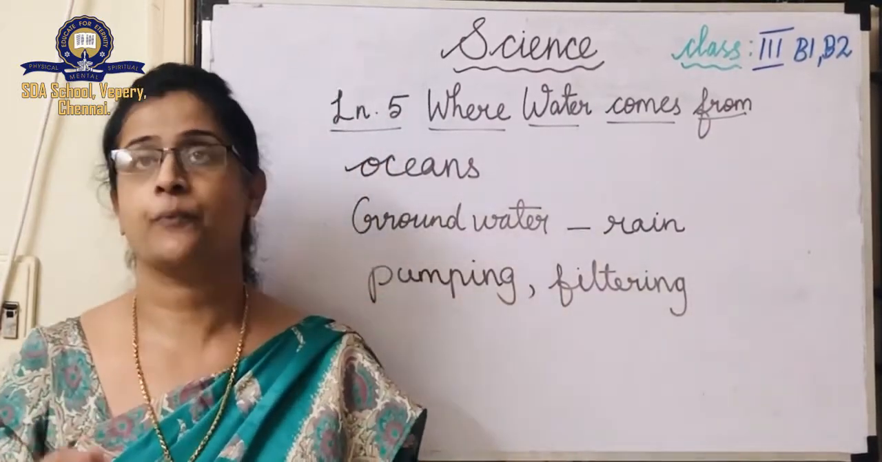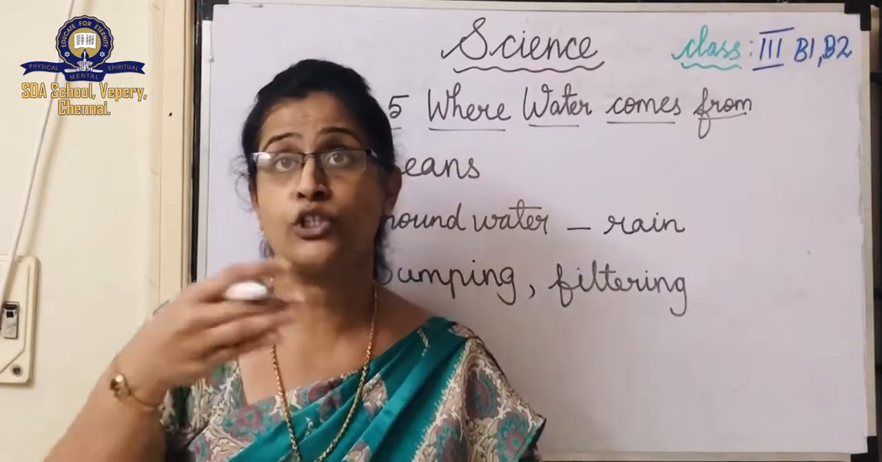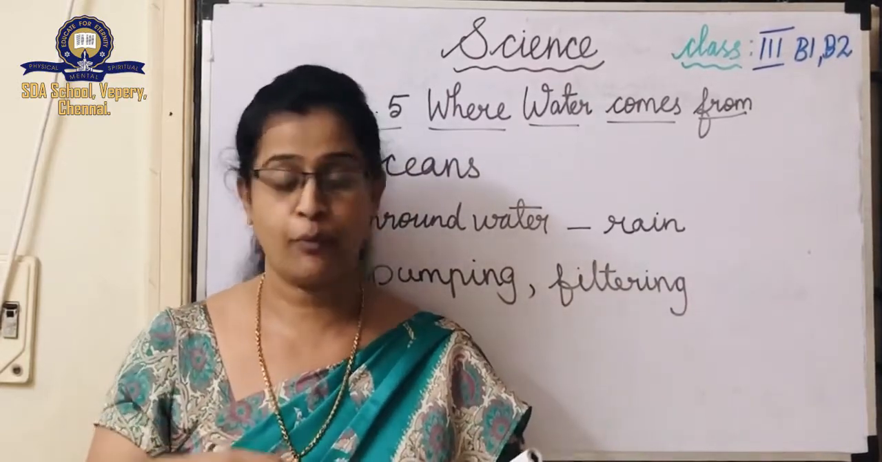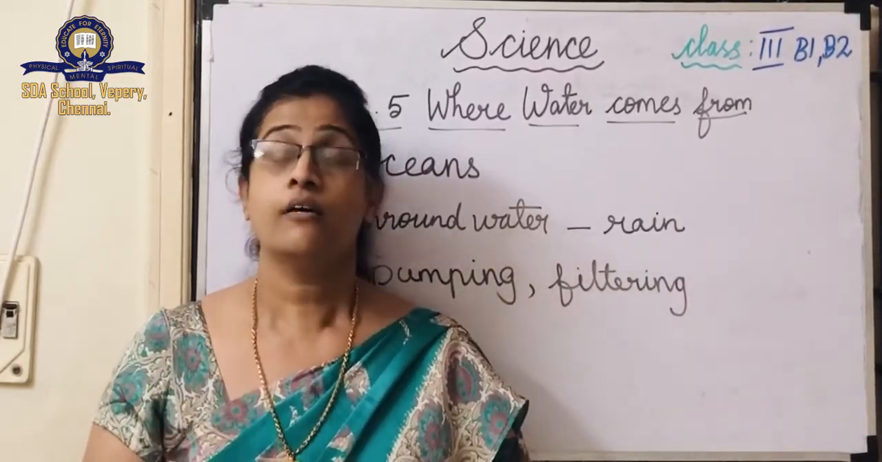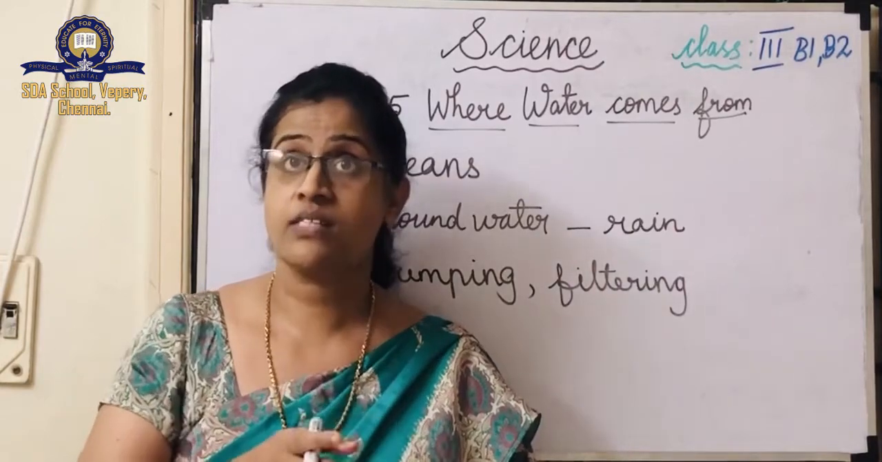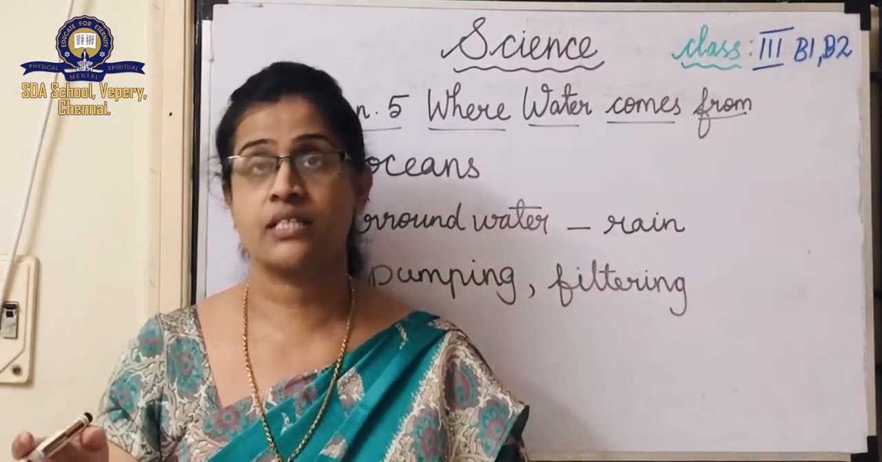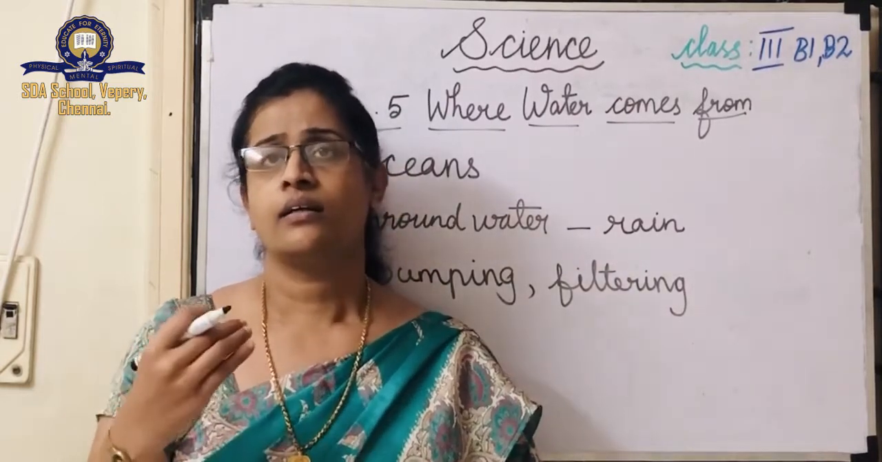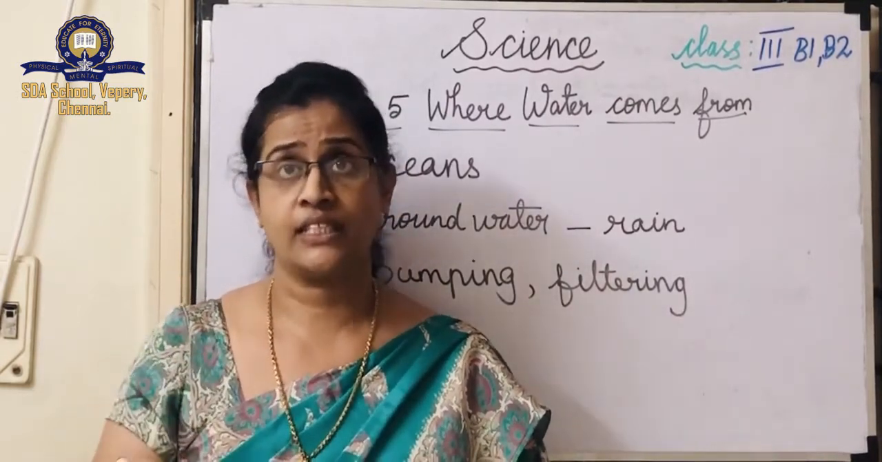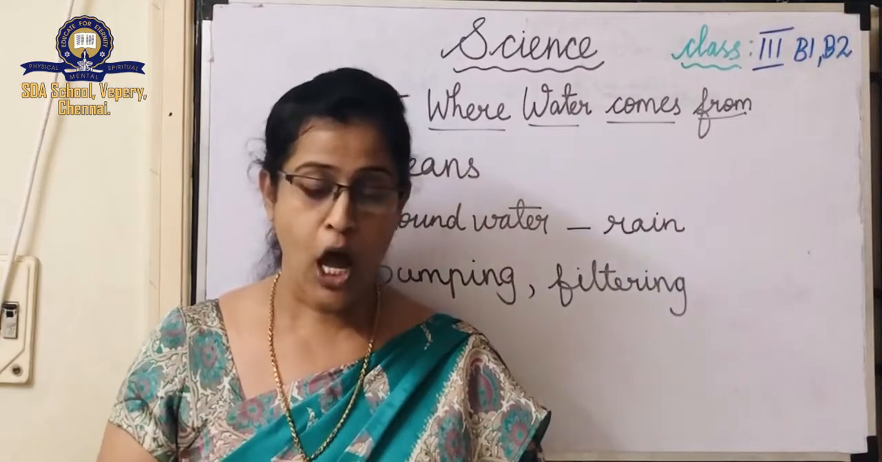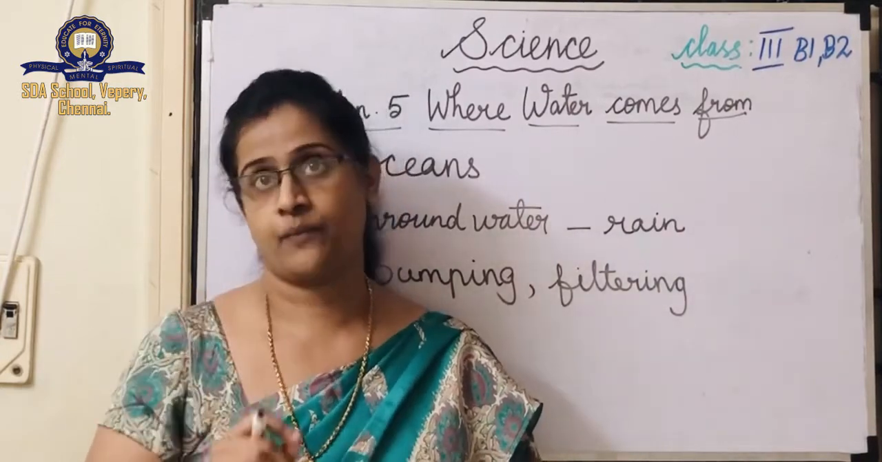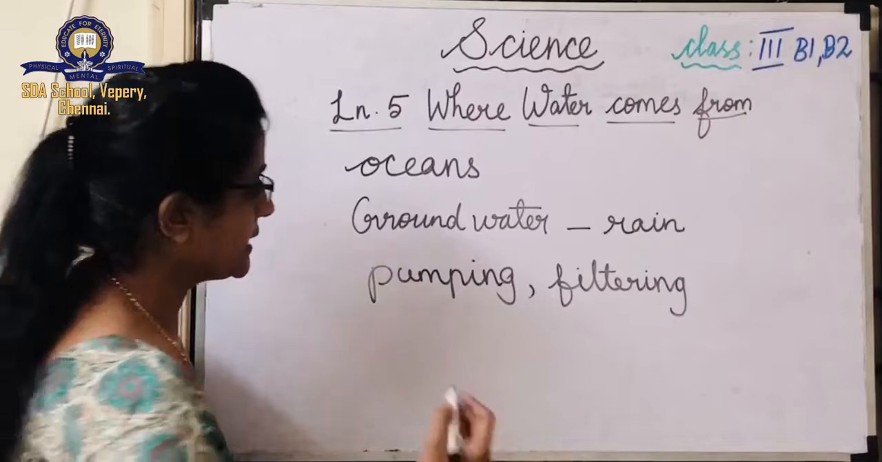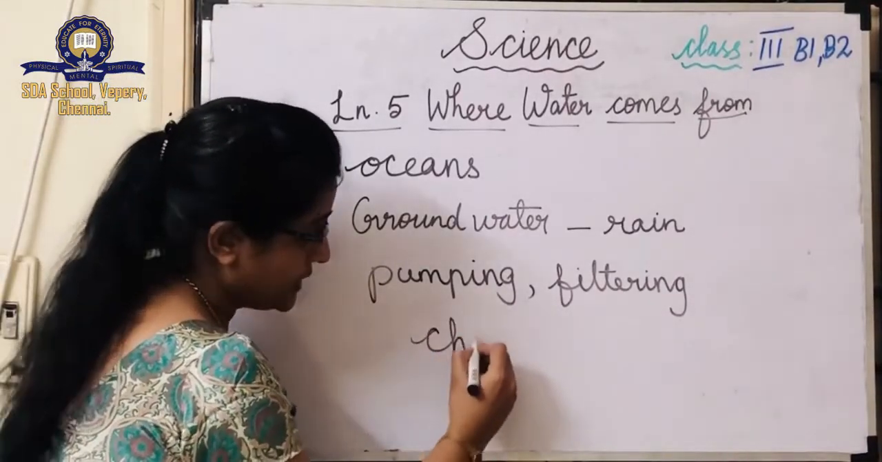For example, when we pour tea through a strainer, we filter out tea leaves from the tea, isn't it? That is called filtering. After the water is filtered, a gas called chlorine is mixed. What is the gas mixed? The gas chlorine is mixed.